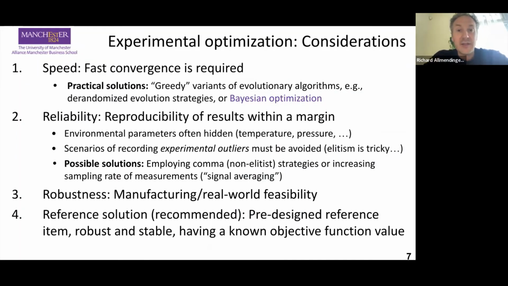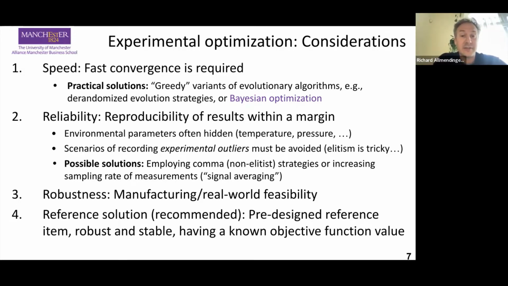So, a few considerations in experimental optimization, which we may not have in a non-expensive optimization problem. Speed is very important in experimental optimization, because every evaluation is costly, time consuming, or resource intense. You typically have a limited budget of resources, money or time. So you need to converge to a near optimal solution as quickly as possible. We use, for example, greedy variants of evolutionary algorithms or Bayesian optimization.